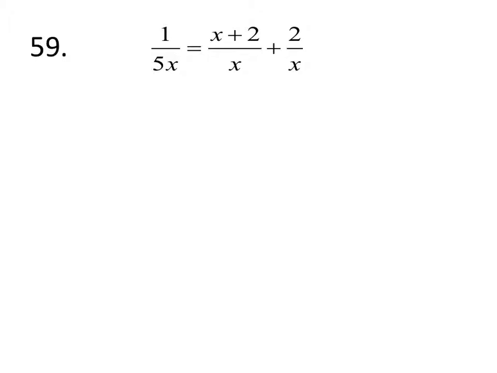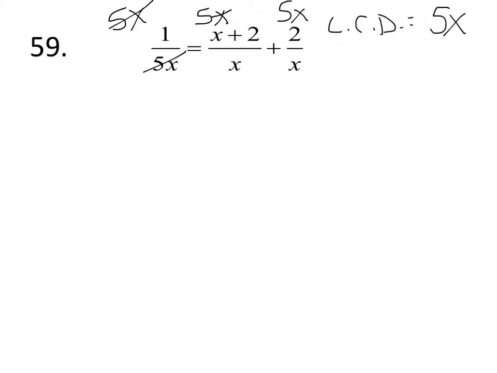All right, same situation here. We've got an LCD problem. So I need all of your denominators represented. So I need a 5x. I need an x, but I've already got it. I need an x, but I've already got it. So my LCD is 5x, which gets multiplied by every piece. Here, the 5x cancels. Here, just the x cancels. And here, just the x cancels. So now you multiply what's left.